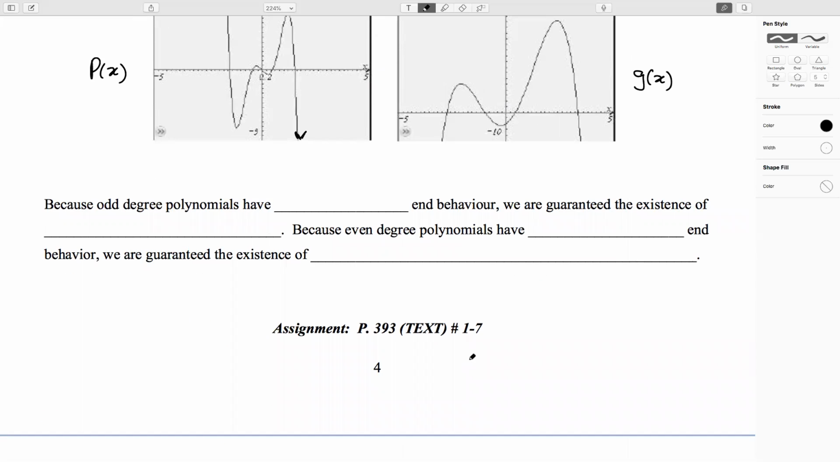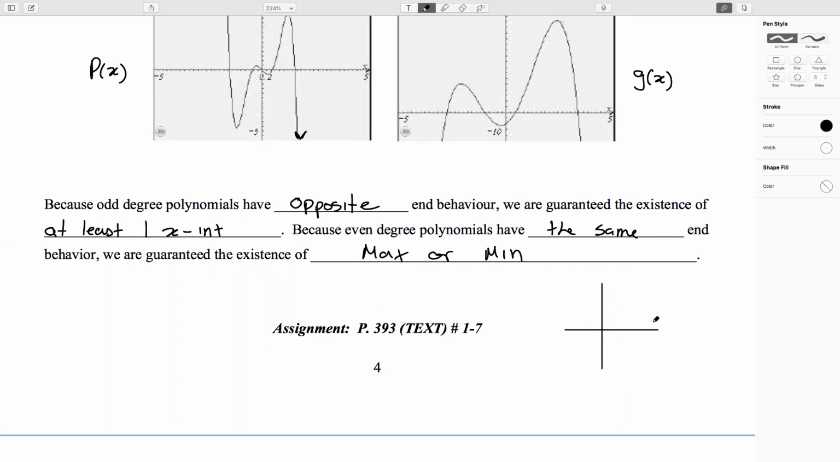Because odd degree polynomials have opposite end behavior, we're guaranteed the existence of at least one x-intercept. Because even degree polynomials have the same end behavior, we're guaranteed the existence of a maximum or a minimum. And that comes back to the fact that both ends are either pointing up or both ends are pointing down.